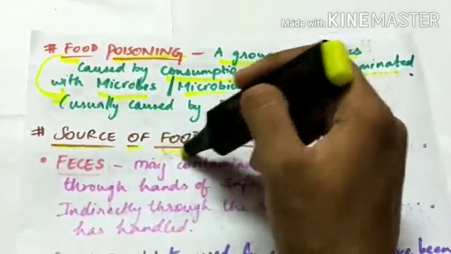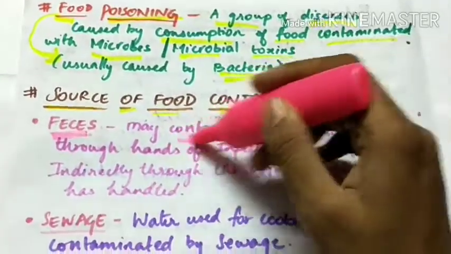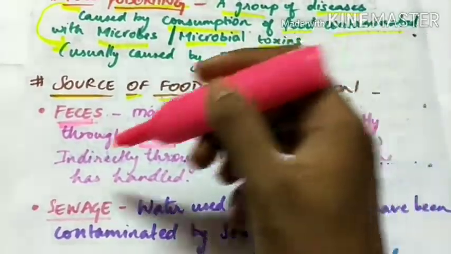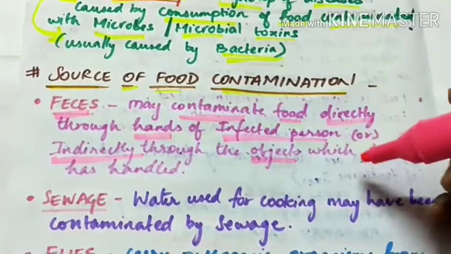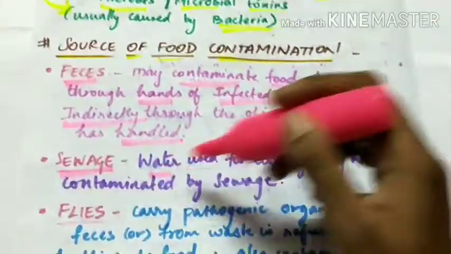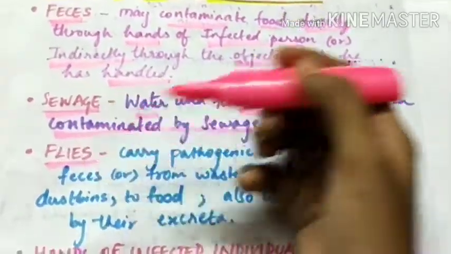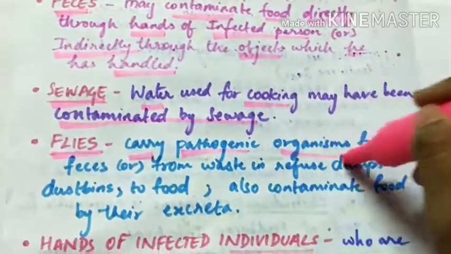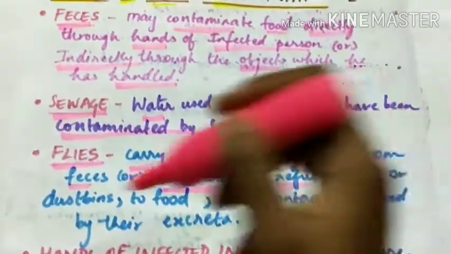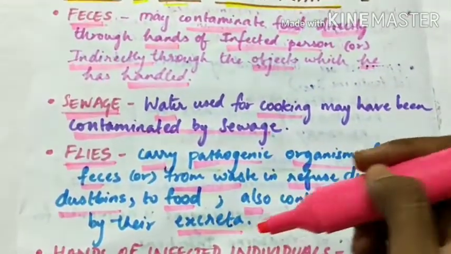Let's see the sources of food contamination. First is feces. The feces may contaminate food directly through the hands of the infected person or indirectly through the objects which he has handled. Next is sewage. The water used for cooking may have been contaminated by sewage. The third is flies. Flies carry pathogenic organisms from the feces or from the waste in refuse dumps or dustbins to the food, and they also contaminate the food by their excreta.